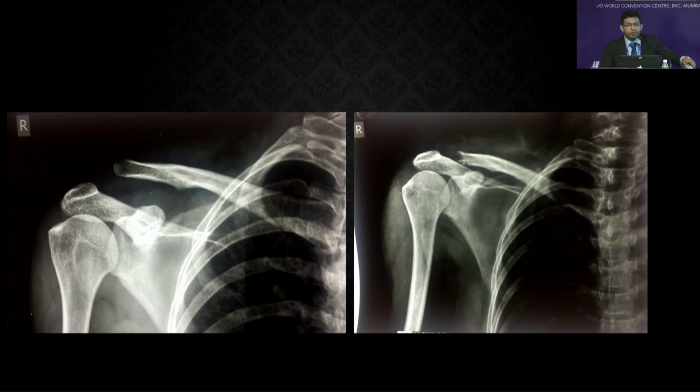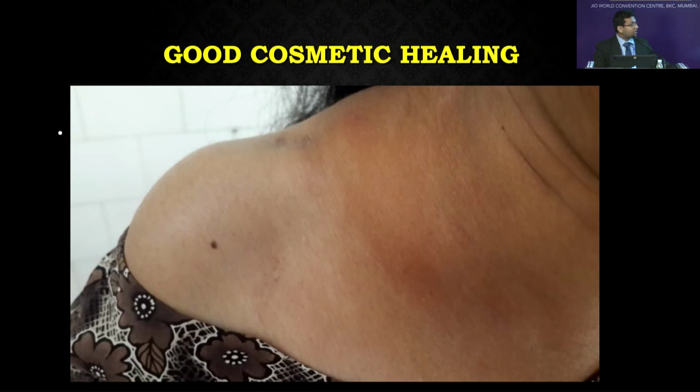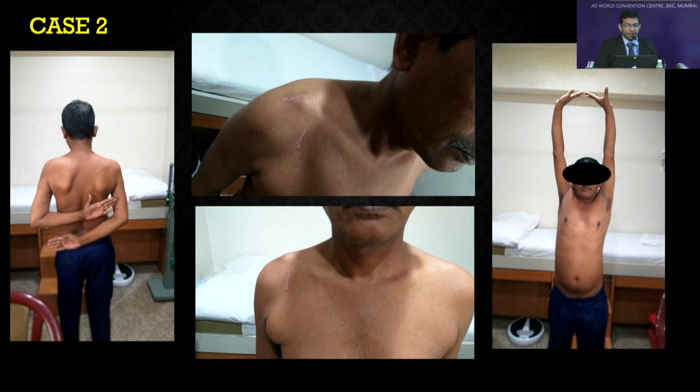This is the pre-op and the post-op X-ray. This is how it looks. This is the case, clinical photos. At 1 year follow-up, she had good range of motion, full movements were achieved, and we gave her a good cosmetic scar. This is an auto rickshaw driver. At 5 weeks of follow-up, he was achieving a good, full range of motion.